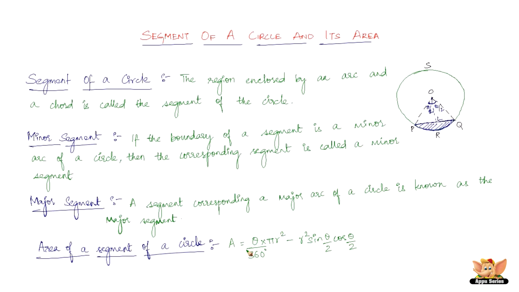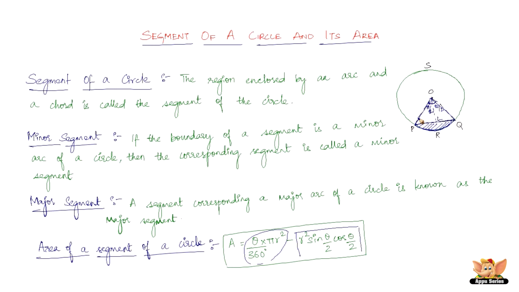So here we have the area of the segment. As you can see, this part, theta pi r square by 360 degrees, is the area of the entire sector here. That is POQ and this entire thing. So you need to subtract the area of this triangle from that. The area of the triangle can be found in various ways, depending on the data that you've got. But here we've got only theta by 2.